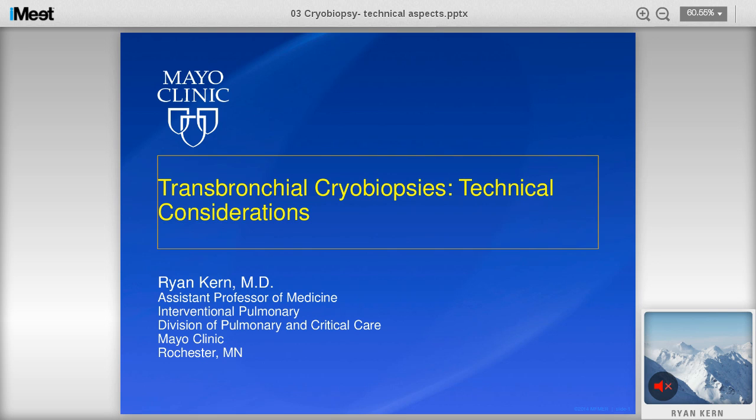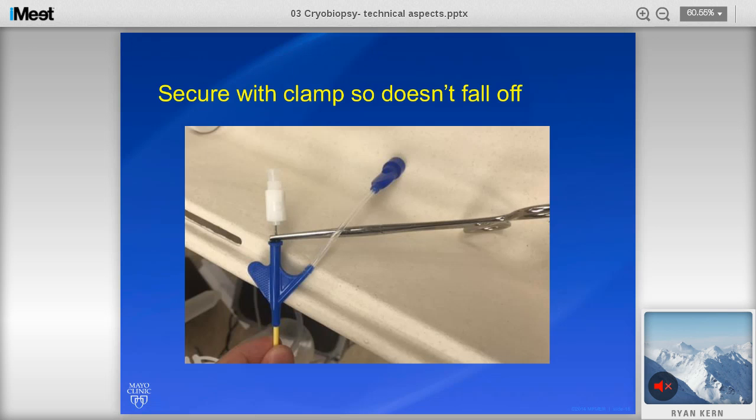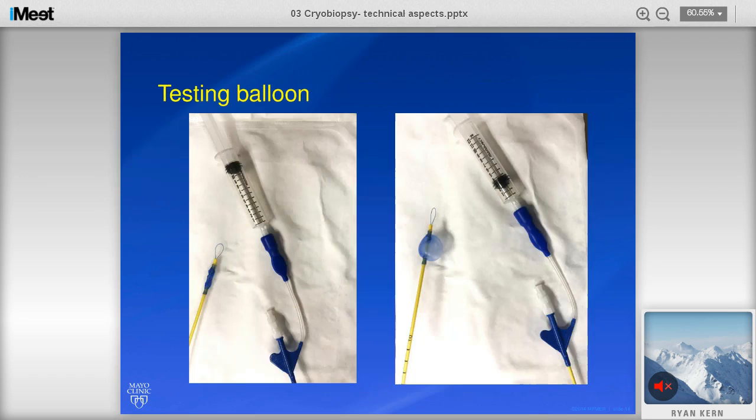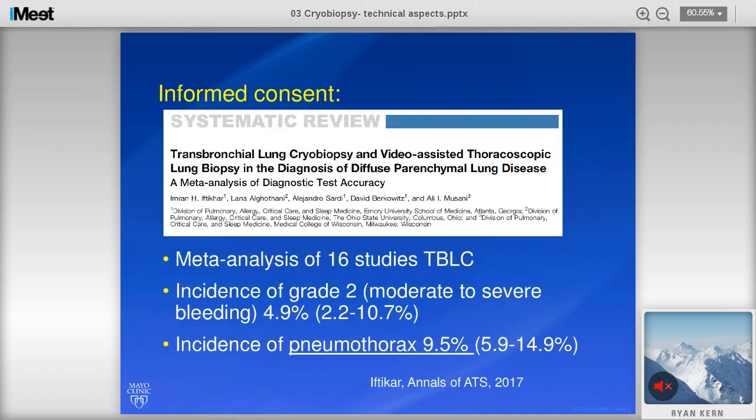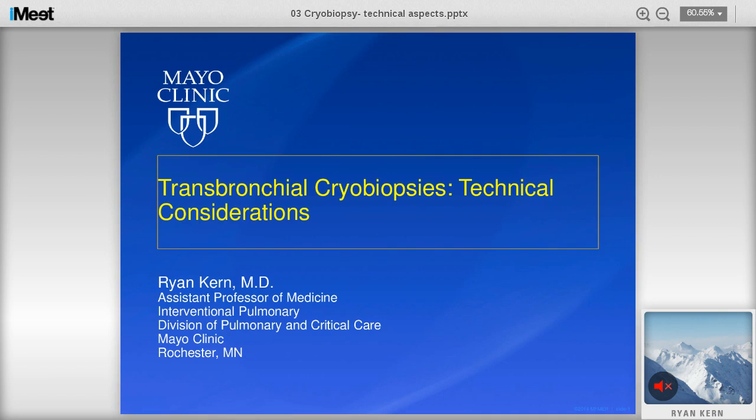Okay, I hope everyone can hear me okay. I'm just going to talk a bit here about some technical considerations of the cryobiopsy. Fabien just touched on some of these things, but oh boy, this is really skipping around. Sorry about that.